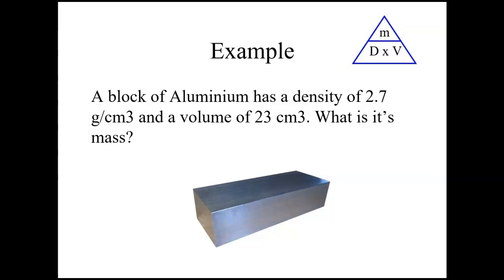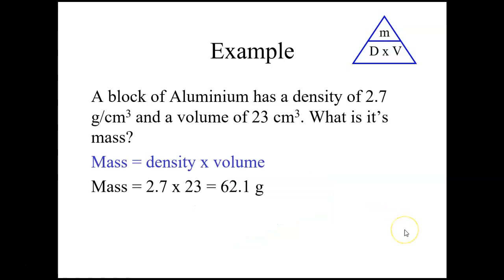Okay, here's another example. A block of aluminium has a density of 2.7 grams per centimetre cube. That is the density of aluminium. And a volume of 23 centimetre cubed. What is its mass? Okay, well again, if we look at our little formula here, mass is density multiplied by volume. Write the formula down. We know the density is 2.7. We know the volume is 23. Mass is density multiplied by volume. Our block of aluminium will have a mass of 62.1 grams.